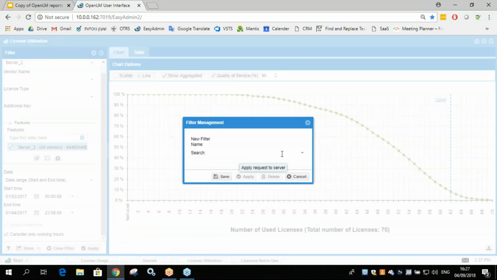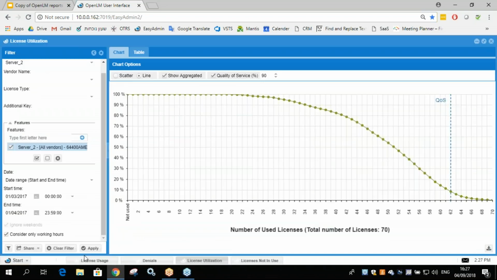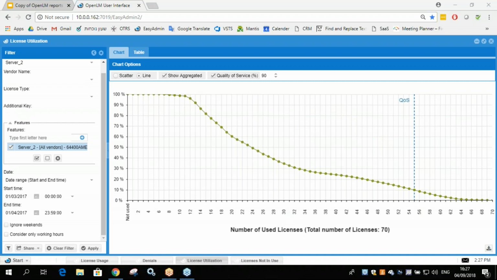Now, what I would like to do is ask you to ask anything that you'd like regarding the reports of OpenLM, regarding what you've seen up until now in this workshop. You can either use your microphone, or you can use the question box of the GoToMeeting tool.